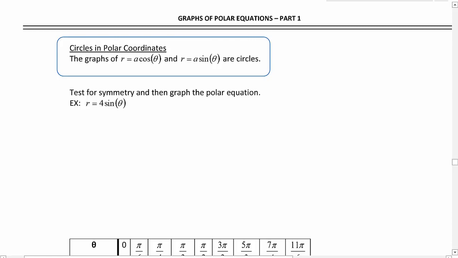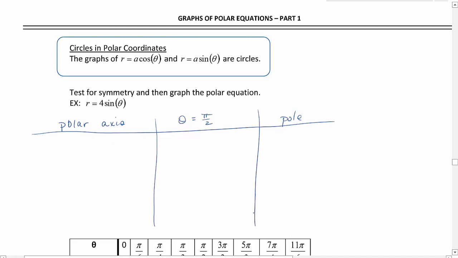Three types of symmetries that we're testing for are polar axis, the line theta equals pi over 2, and the pole. For polar axis, we're replacing theta with the opposite. For our line theta equals pi over 2, we're replacing both, and for the pole, we're just replacing r.